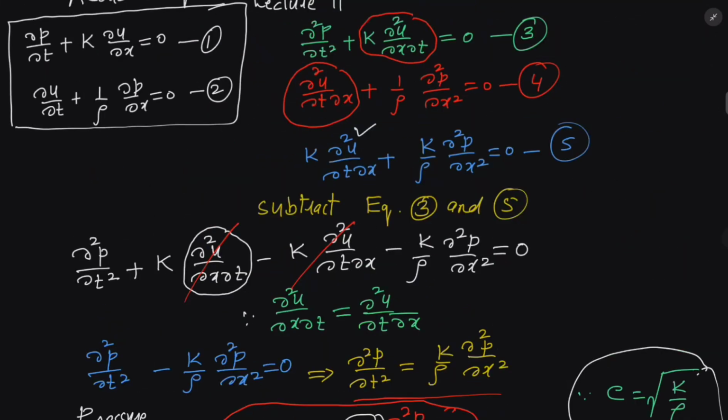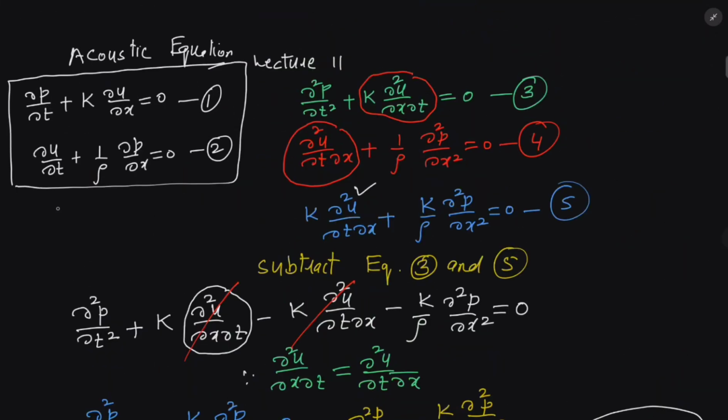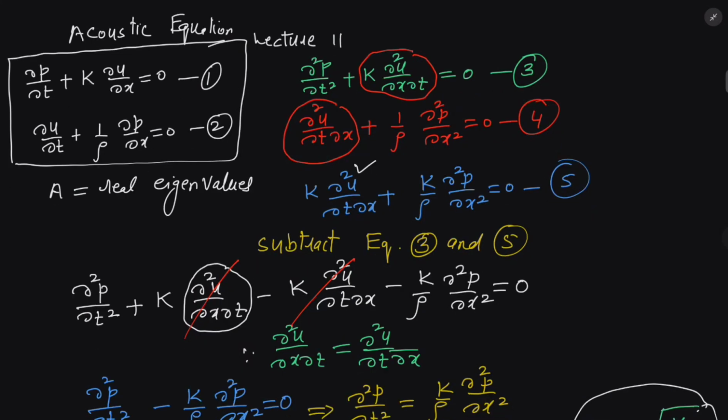We remember that if the coefficient matrix A of equations 1 and 2 has real eigenvalues, then we call such a system hyperbolic. That is the definition when we study systems of first order equations in the finite volume method or CFD.